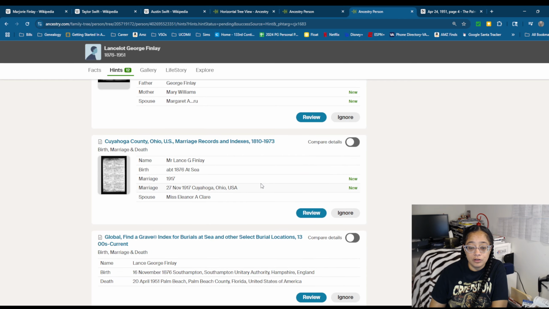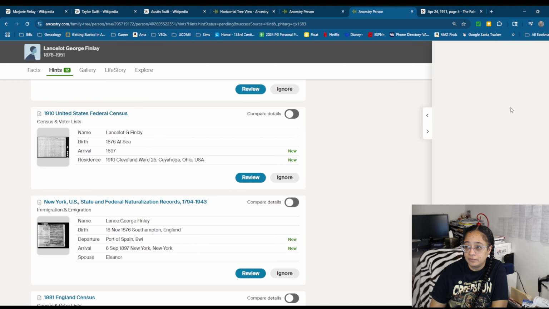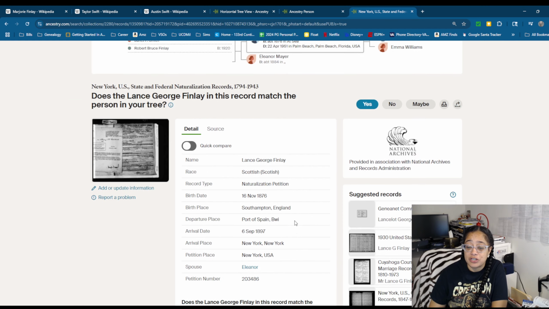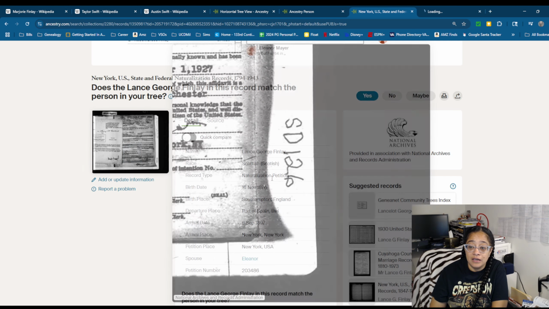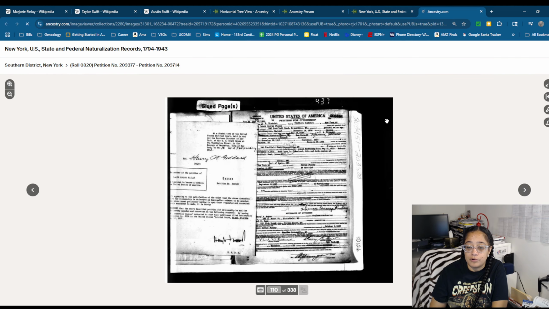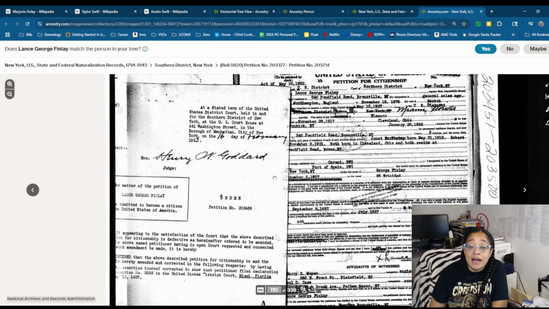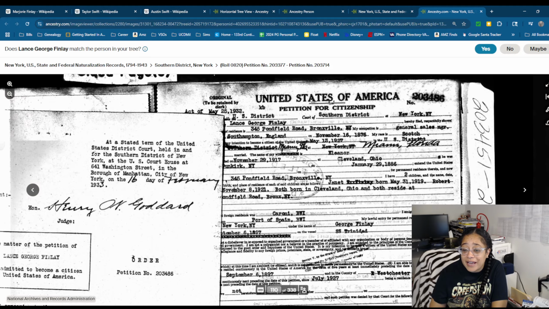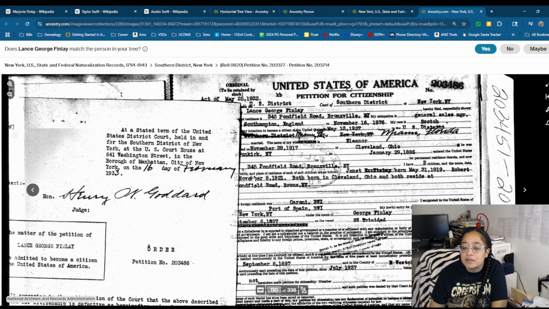However, I'm going to go a little bit further and add this information from his naturalization record. These are also a great wealth of information for folks who are not native to the United States, in terms of they were born outside of what would be considered the borders of the United States. So here we have the petition that's with the file, which cuts off a little bit of the application, and it says right here glued pages, so that's why. So that's a little disappointing, but we still get a lot of information here.